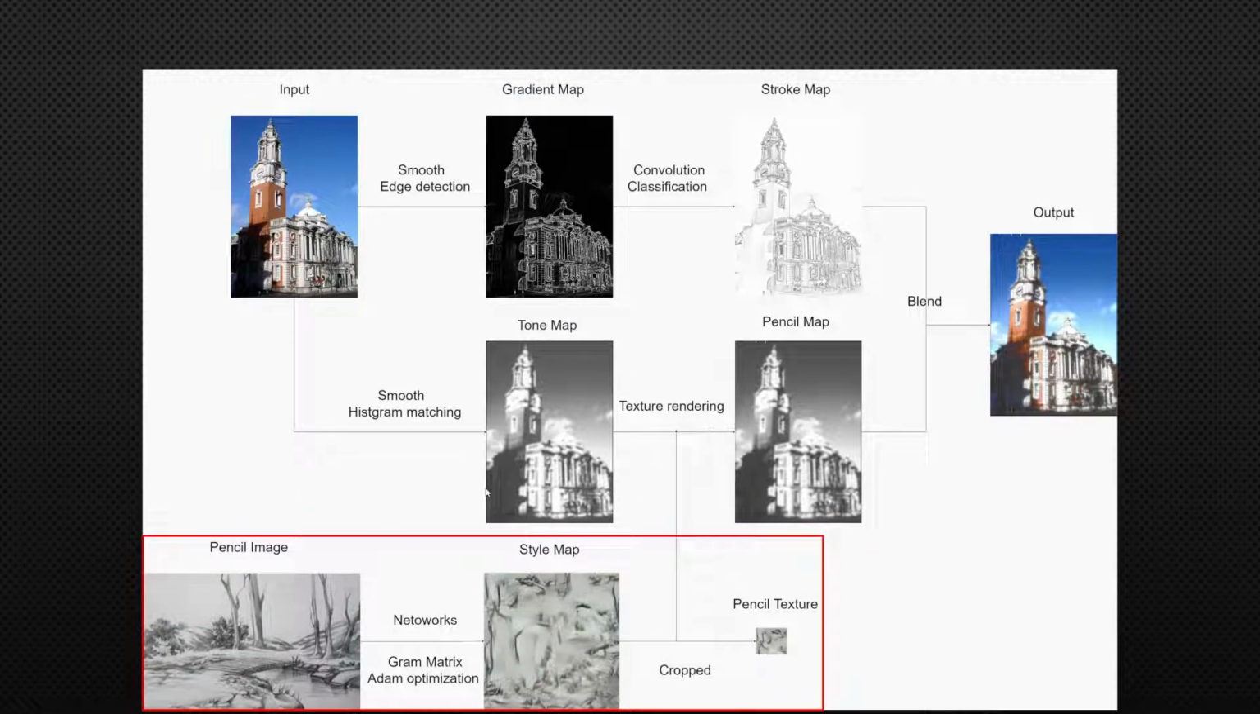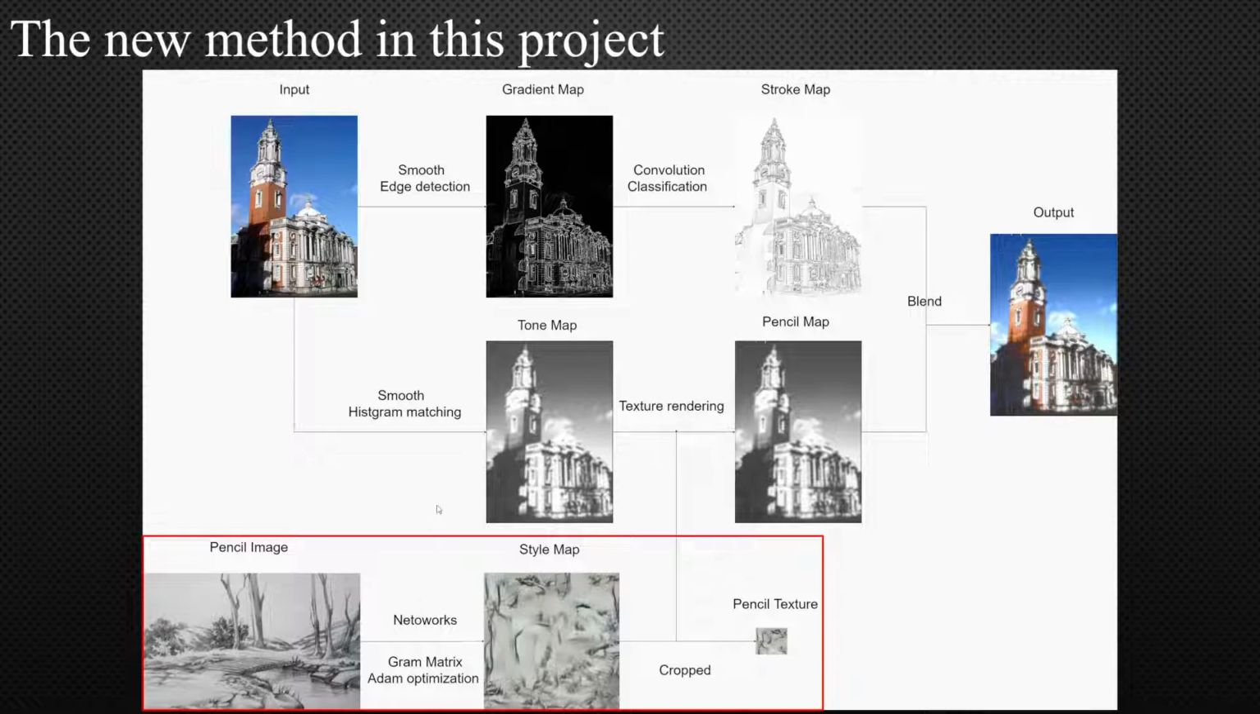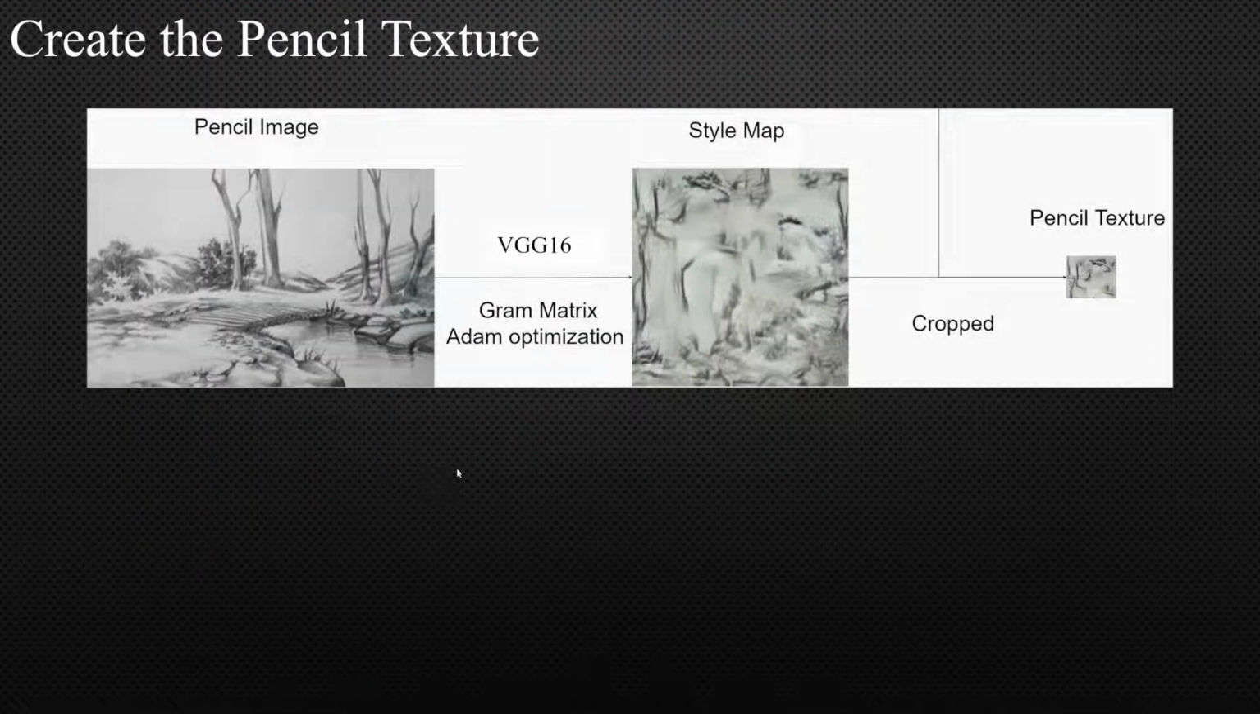So let's talk about this project. This is the pipeline. The other operations are the same as those. The key point is to create the pencil texture. In this part, I use the neural style algorithm, and we import a pre-trained neural network from ImageNet. We will use a 16-layer VGG network. It is VGG 16.